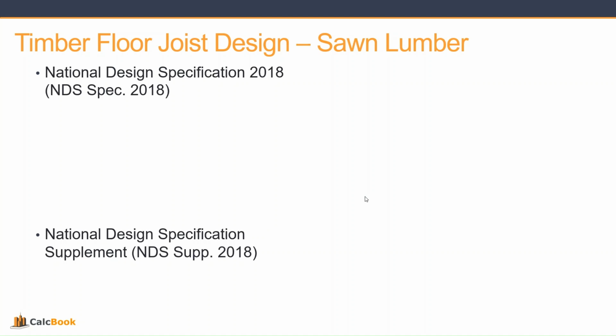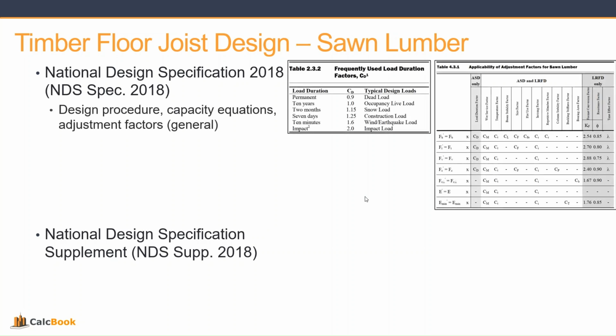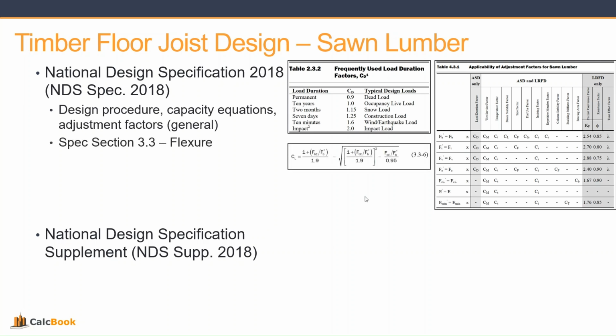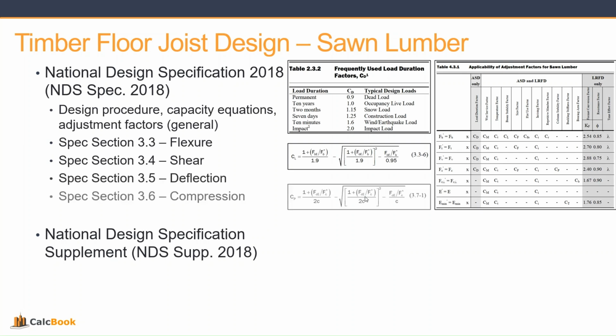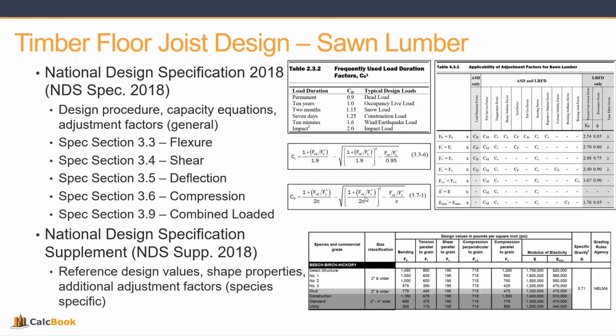So just a quick recap for sawn lumber design or timber design, right? We are using the National Design Specification, also known as the NDS, which has two parts to it, the specification and also the supplement. In the specification, we have our design procedure, capacity equations, and our general adjustment factors. It also lays out the equations and calculations for flexure, shear, deflection, compression, and then also combined loading. The supplement gives us the information for the specific species type and the corresponding reference design values for bending, shear, compression, and that sort of thing.